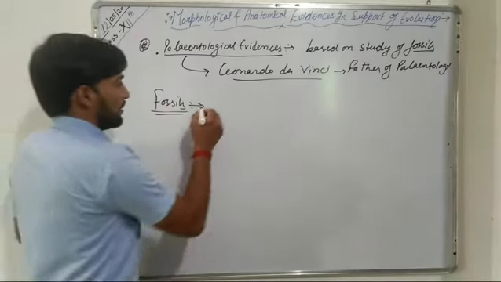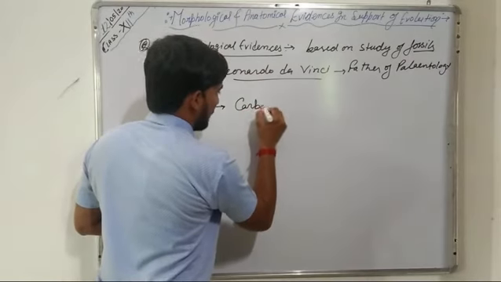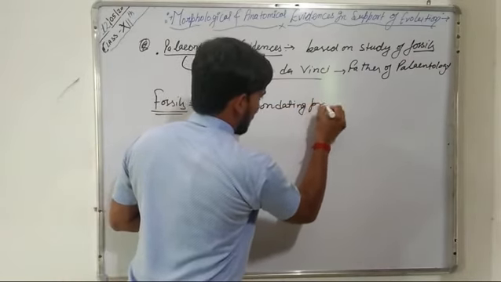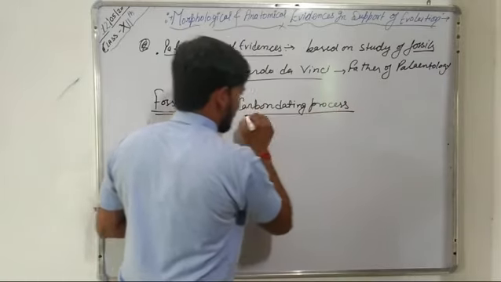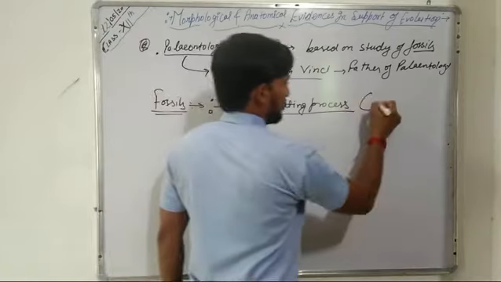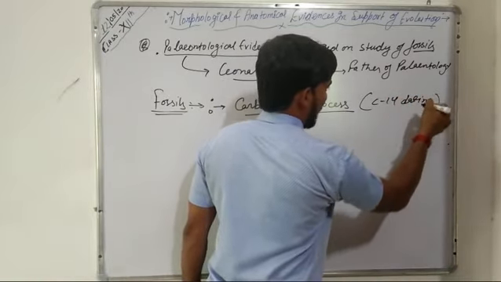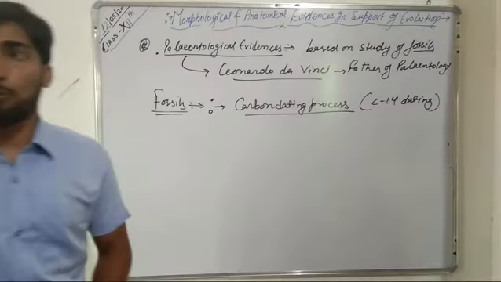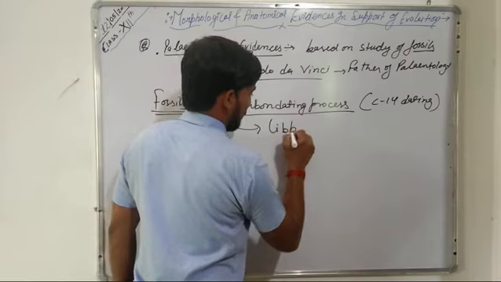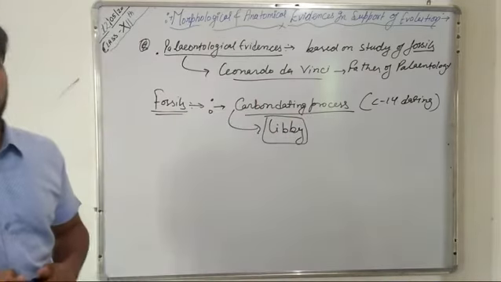Now, how can we find out the age of these fossils? By using a technique known as the carbon dating process, we can find out the age of these fossils. It is also known as the C14 dating process. This carbon dating process was given by Libby. Libby was the scientist who gave the carbon dating or C14 dating process.